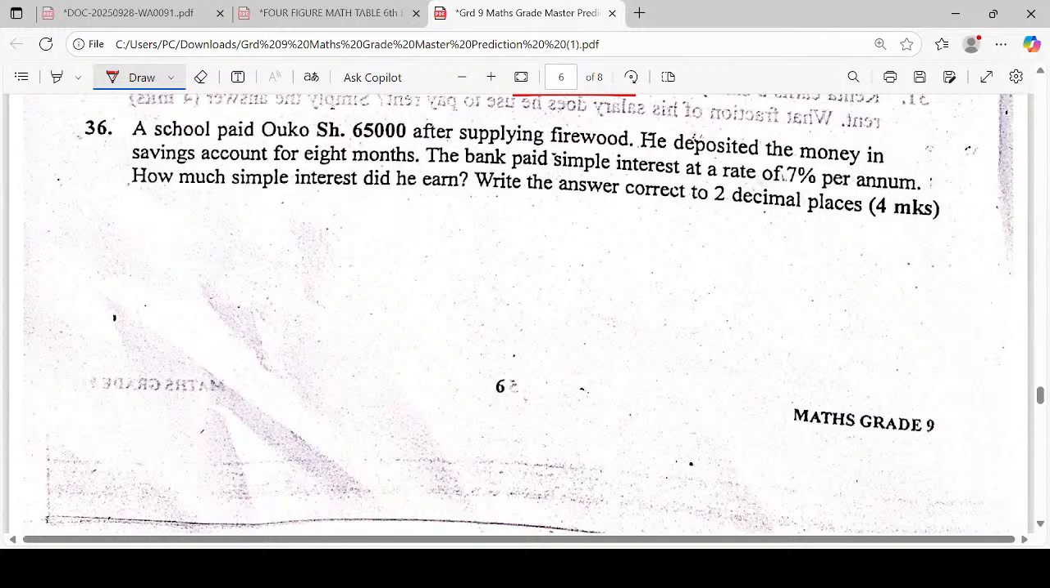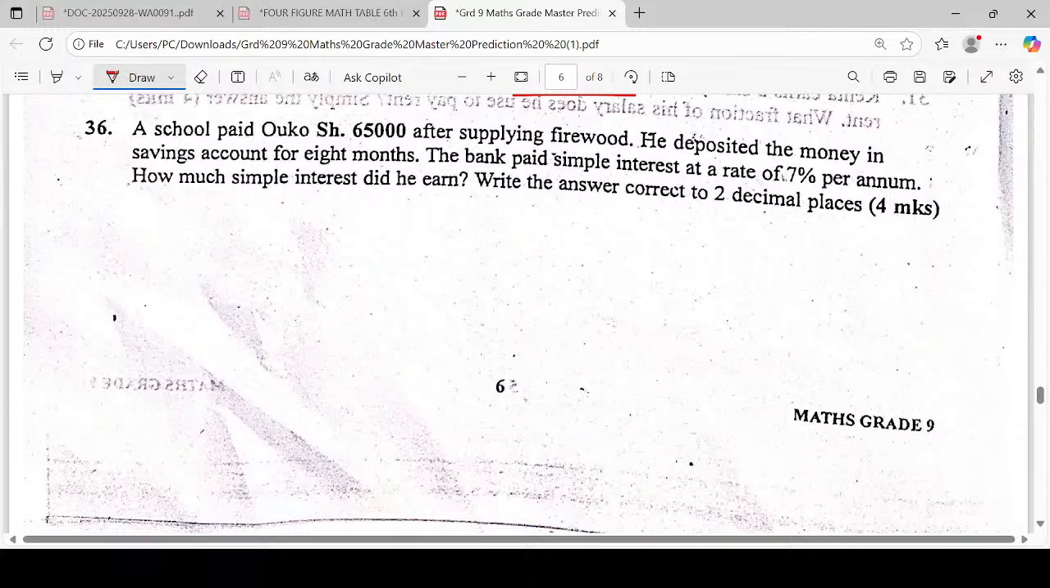A school paid Ouko 65,000 shillings after supplying firewood. He deposited the money in a savings account for 8 months. The bank paid simple interest at the rate of 7% per annum. How much simple interest did he earn? Write your answer correct to 2DP.